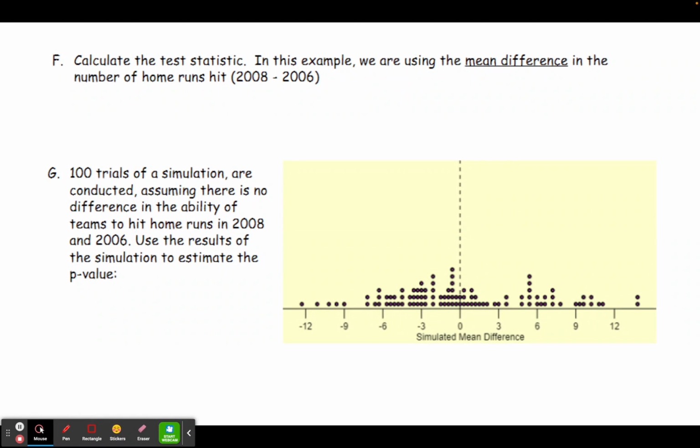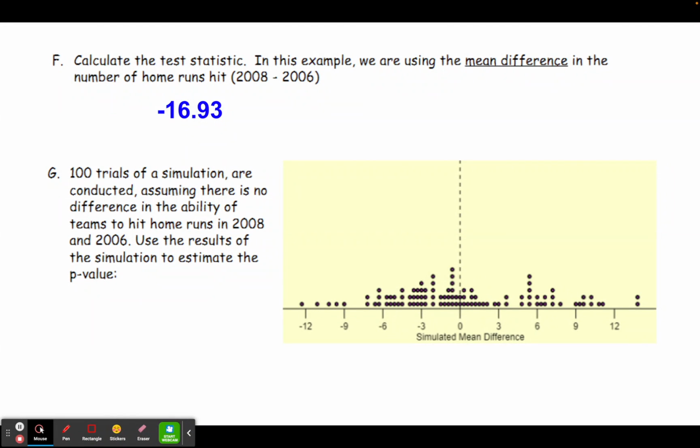Now we're going to calculate our test statistic. Because we're using paired data in this example, we're going to use the mean difference in the number of home runs hit. So we would take those differences, the -1, the -92, the 8, and so on, and we could add all those up and divide by 30, or we could put them into the list in our calculator. Anyway, we come up with a mean difference of -16.93. That's a pretty big negative difference.